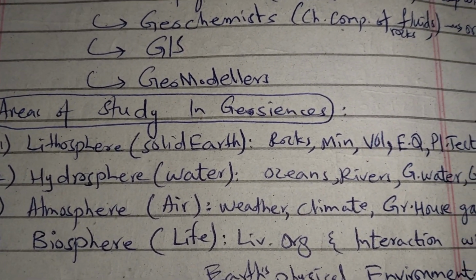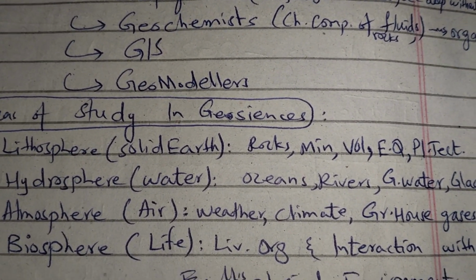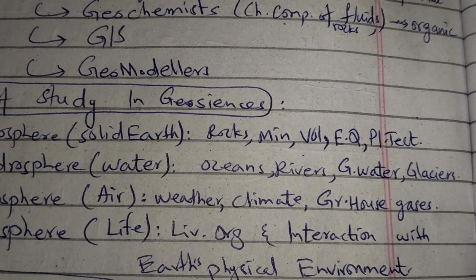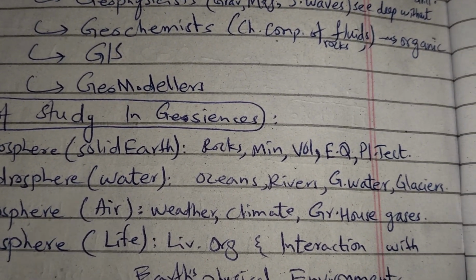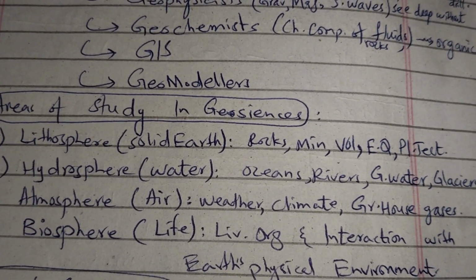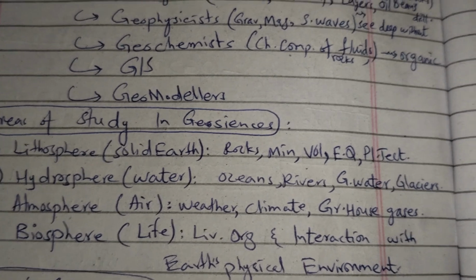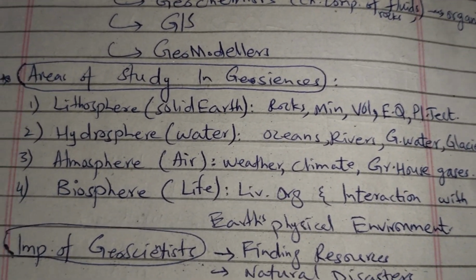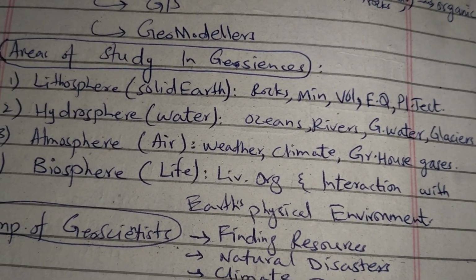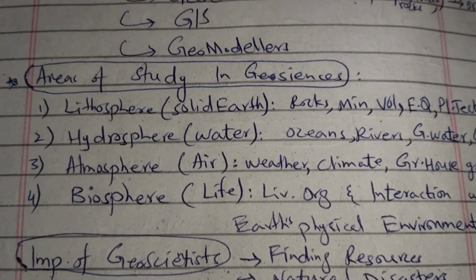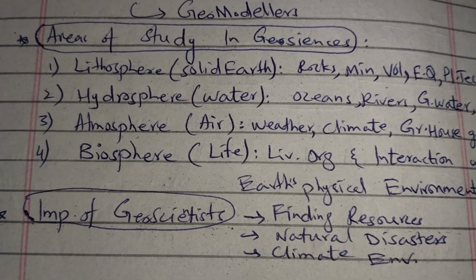Third one is the atmosphere, in which there is air, weather, climate conditions, and how the greenhouse effect is in front of us, and the relevant things with respect to greenhouse gases. The earth's physical environment is included in the biosphere. And next, what is the importance of geoscientists?